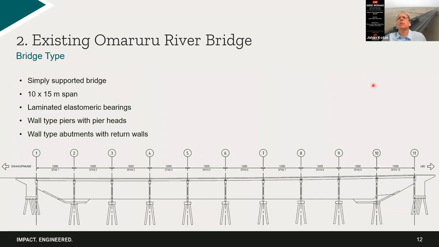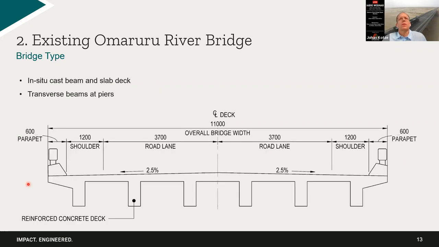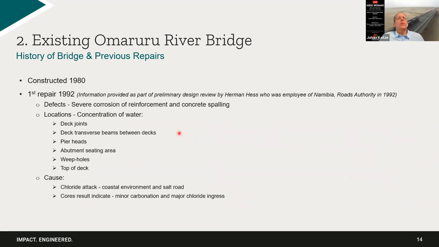If we go now to the second aspect, which is the existing Omaruru River Bridge, it was a simply supported bridge with 10 spans of 15 meters. The bearings were laminated elastomeric bearings. The piers consist of wall type piers and pier heads, and wall type abutments with return walls. And then you had piles in a very firm, stiff sand. The cross section of the bridge was in situ cast concrete beams. There was one cross beam at the pier where the bearings were supported at the joints. The bridge was constructed in 1980.